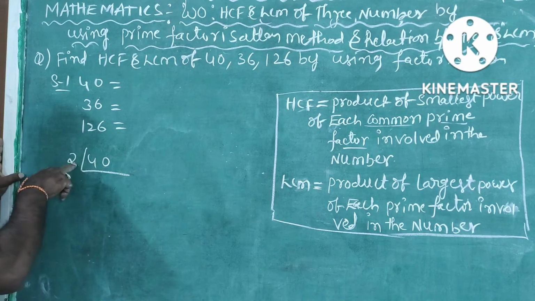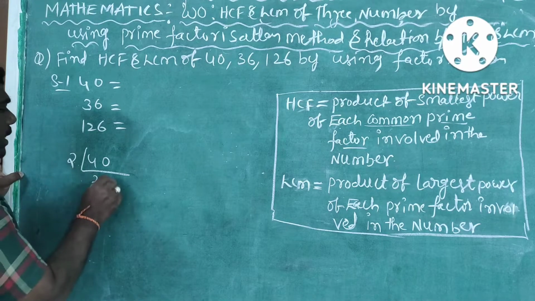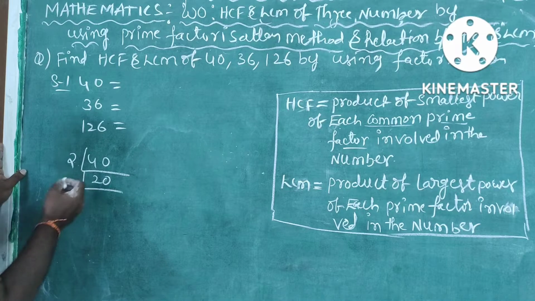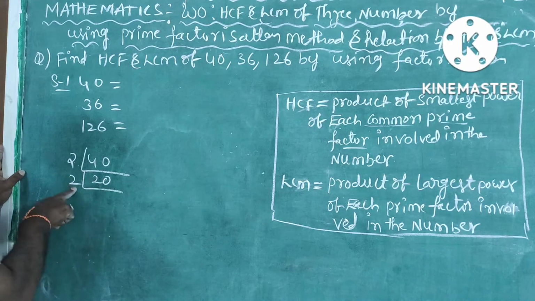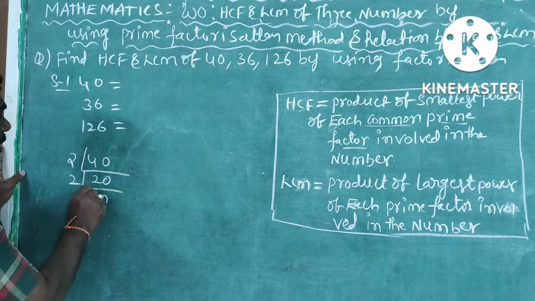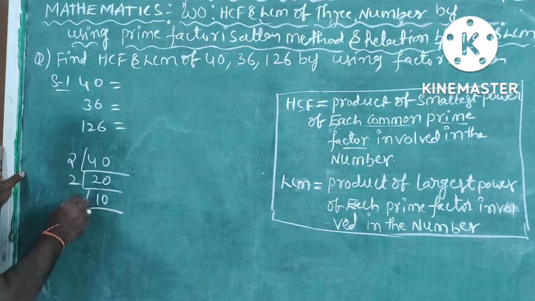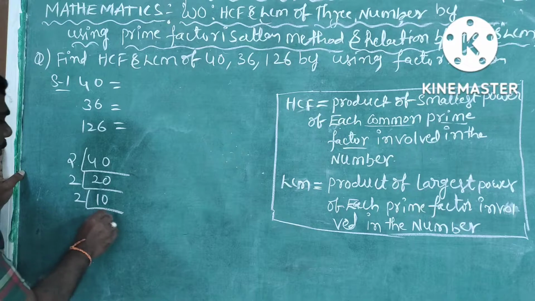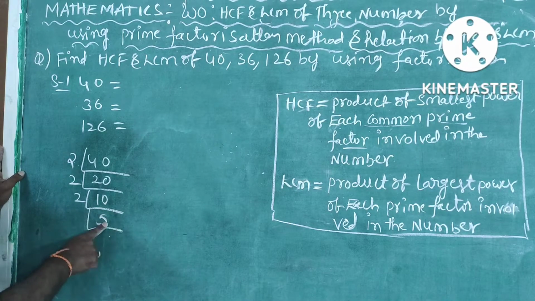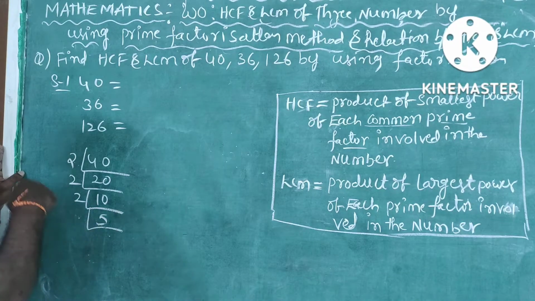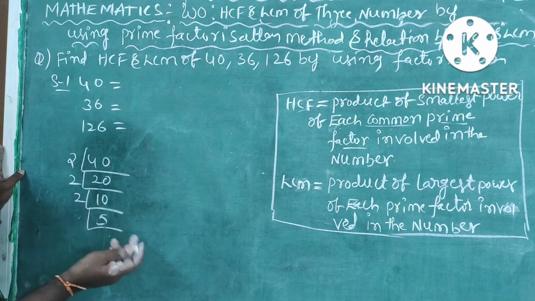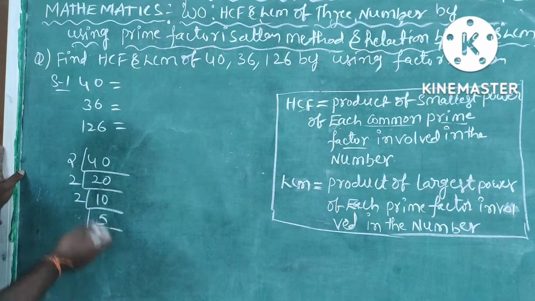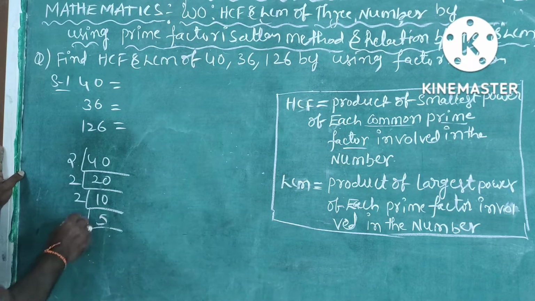Now 40 is divisible by 2, we get 20. Again take the smallest prime number, 2. 20 is divisible by 2, we get 10. Again take the smallest prime number 2. 10 is divisible by 2, we get 5. Now 5 is not divisible by 2. Take the next prime number, that is 3. 5 is not divisible by 3 also. So take the next prime number, that is 5.